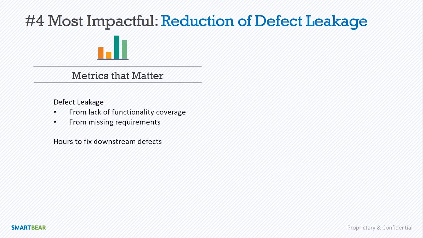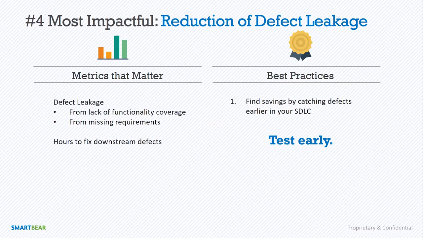And that leads us to the next one, the most impactful one, because defect leakage can occur not only from lack of environment coverage, but also from lack of functionality coverage, whether it's not having enough resources to do so or missing requirements in general. And you need to remember that the hours to fix downstream defects are far more extensive. So here, it's really about finding those savings and catching those defects earlier in your SDLC, your software development lifecycle.